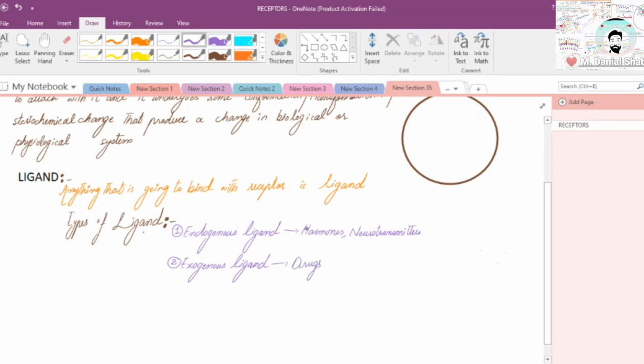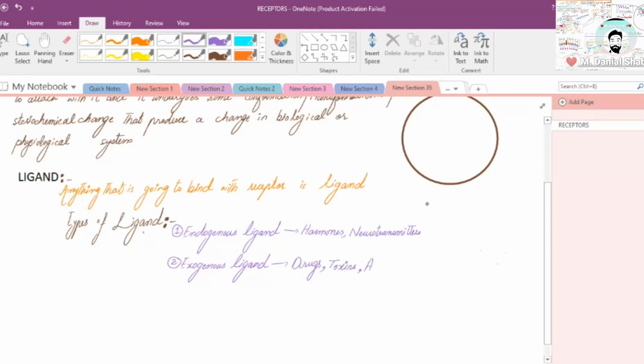As you people know, drugs are not going to be produced in the biological system. These are coming from the outside or an external source. So that's why these are the exogenous ligands. Then toxins or antigens. We know that when an antigen comes into your system, it is going to disrupt the biological system by binding with receptors.